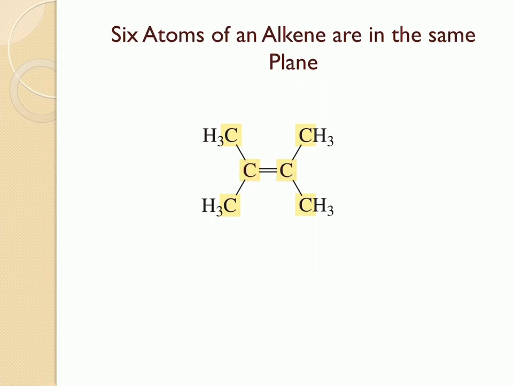Now, because 3 points determine a plane, each sp2 carbon and the 2 atoms that are connected to it need to lie in the same plane. In order to achieve the maximum orbital-orbital overlap, the 2 p orbitals need to be parallel to each other, and therefore all of these highlighted atoms need to be in the same plane.